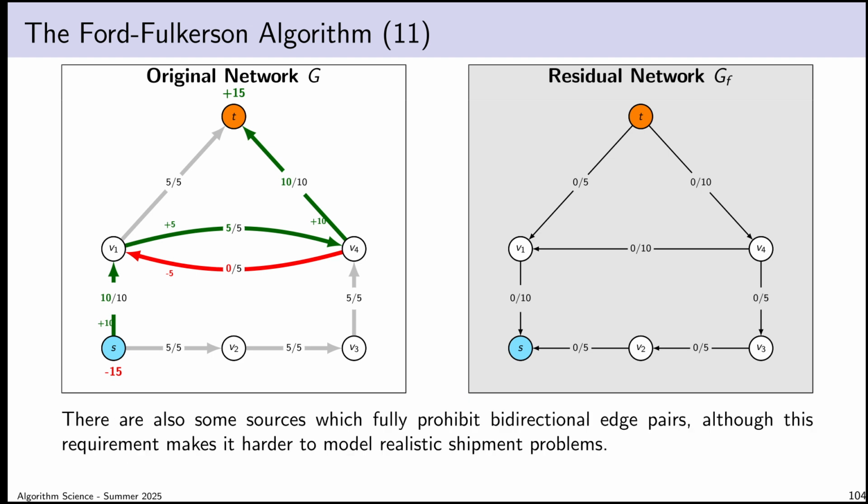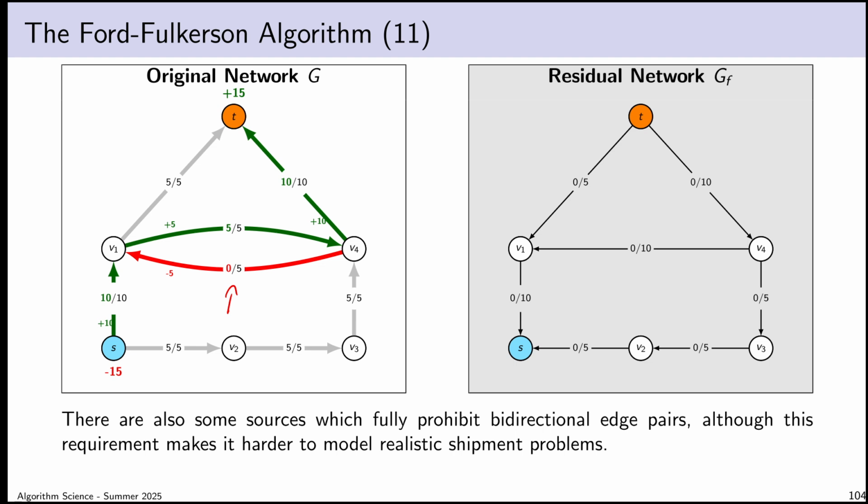Fair enough. There actually are also some sources that fully prohibit this situation from occurring. That is, they say, in your original network, you are not allowed to have bidirectional edge pairs. I don't like that. And I'll talk about that again in about 20 or 30 slides. But basically, there are some assumptions that certain sources impose on the network, things that they don't allow to happen, that are convenient for the sake of talking about the problem, but really make a mess if you try and model real-world problems in terms of flow networks.